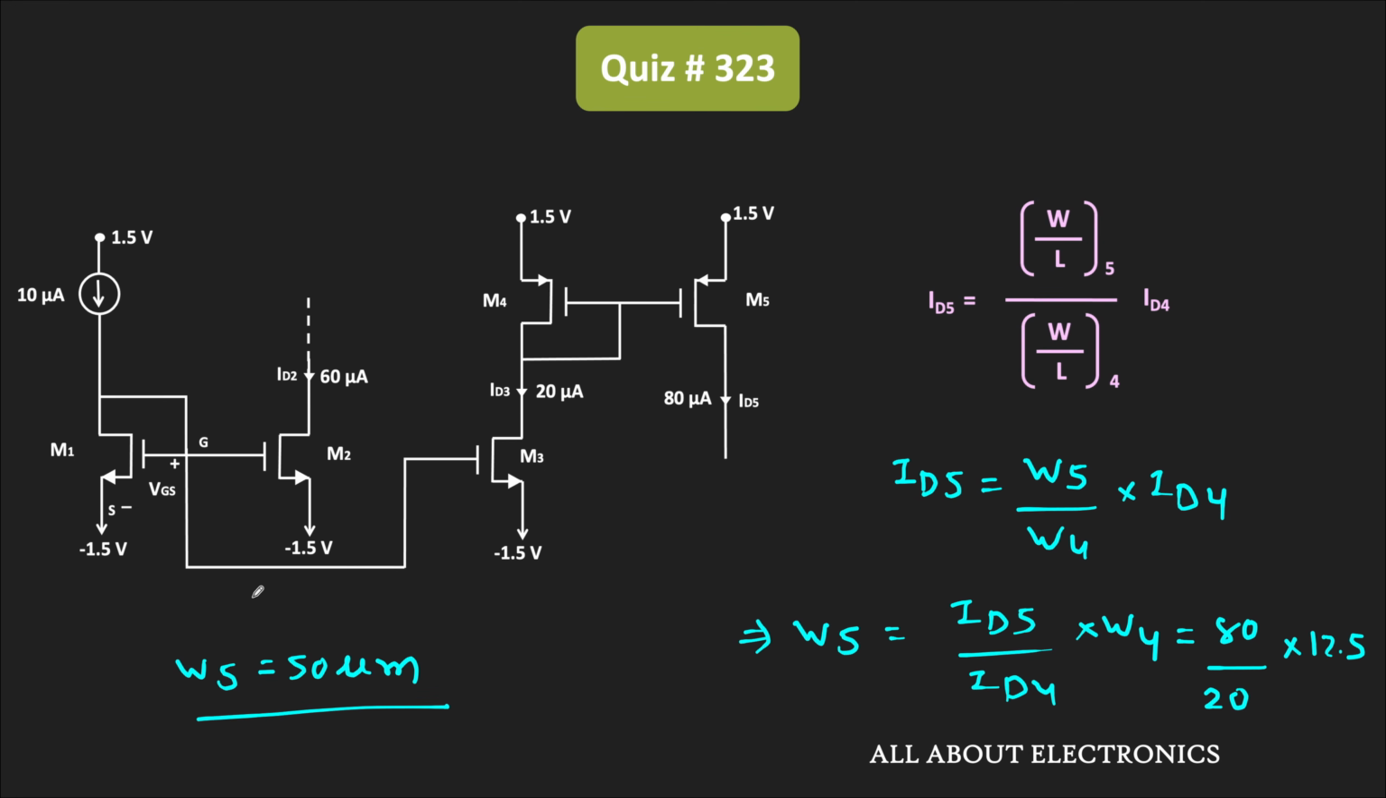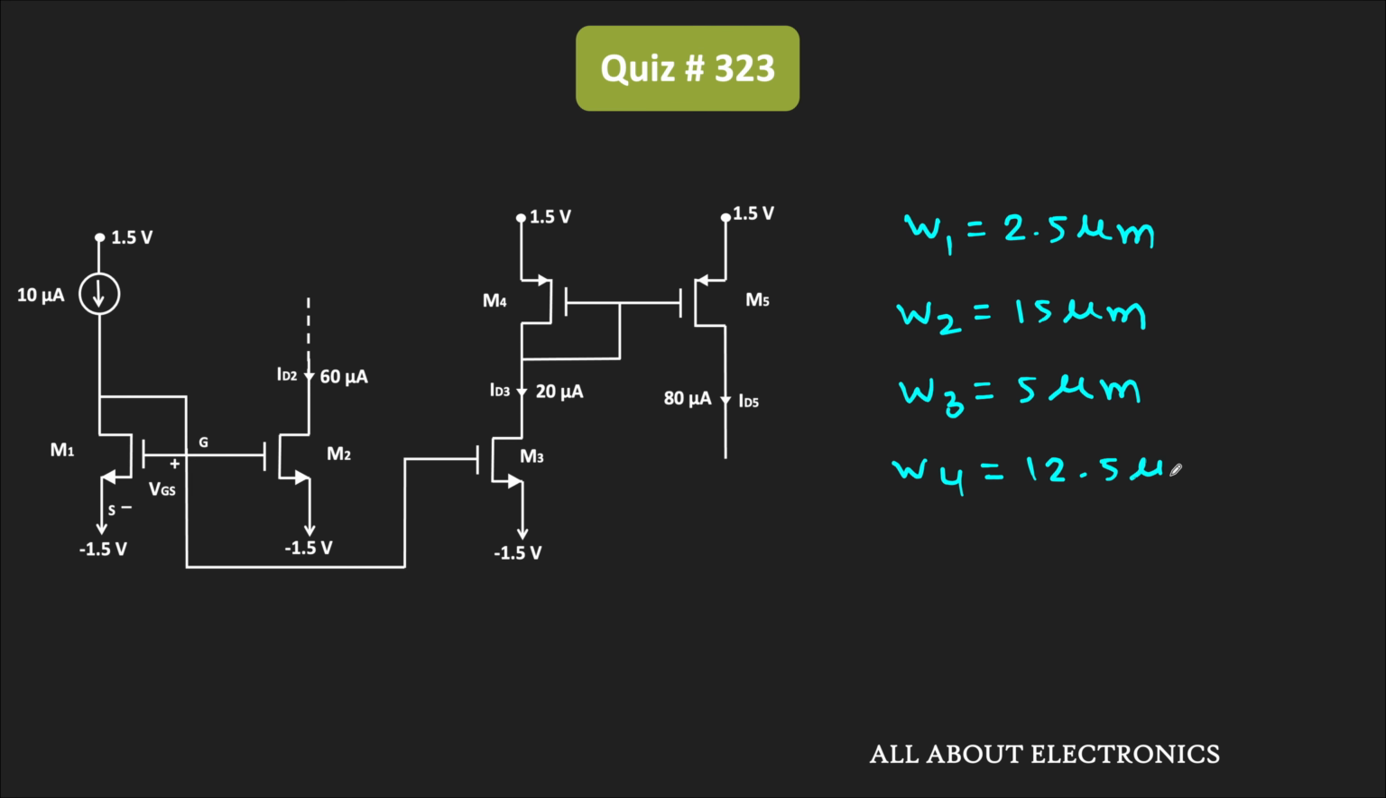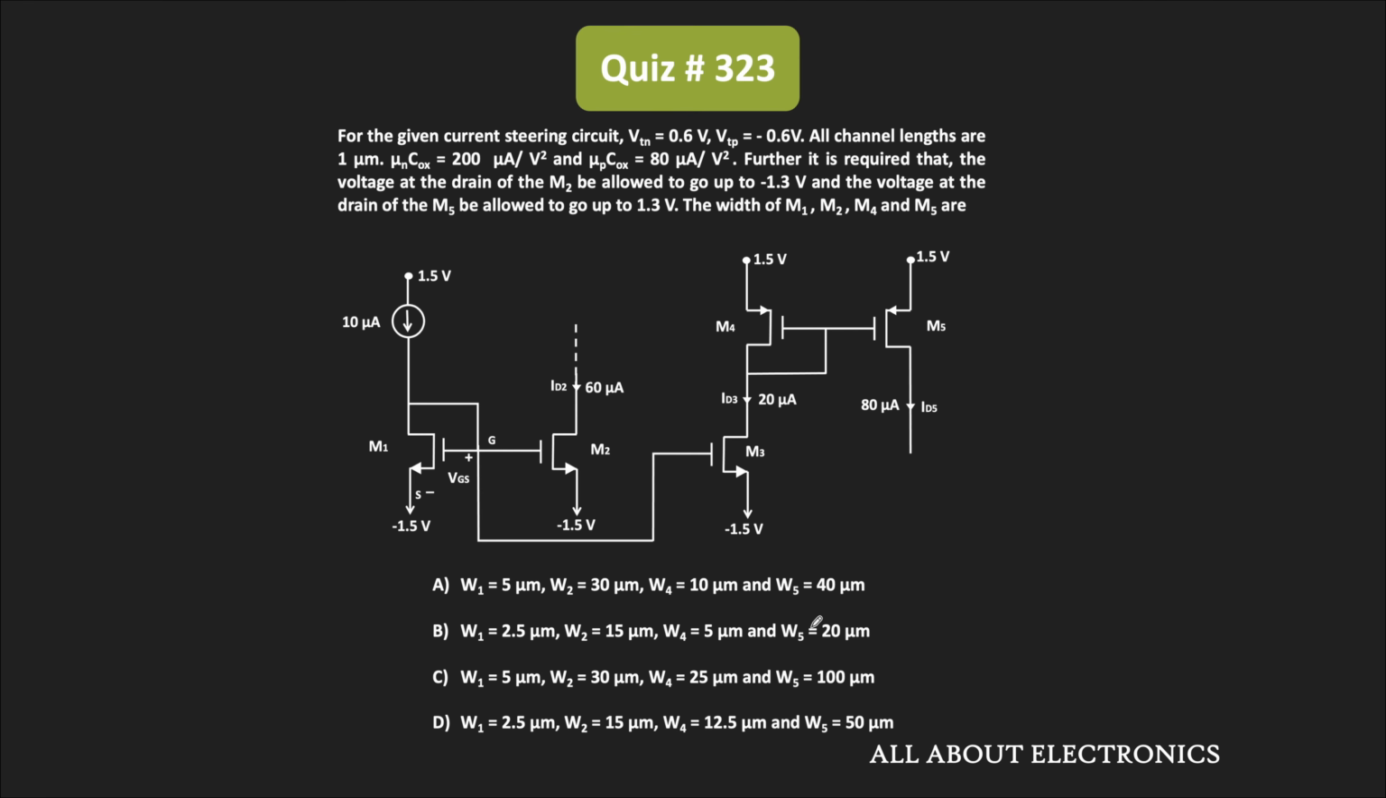So in this way we found the width of all transistors. That means here this W1 is equal to 2.5 micron, while the W2 is equal to 15 micron, while the W3 is equal to 5 micron, and the W4 is equal to 12.5 micron, and the last this W5 is equal to 50 micron. So from this we can say that for the given question this D is the correct answer.